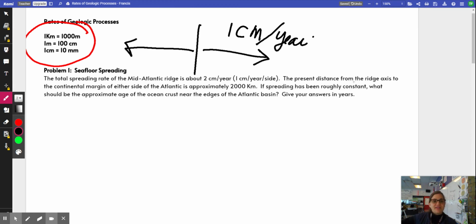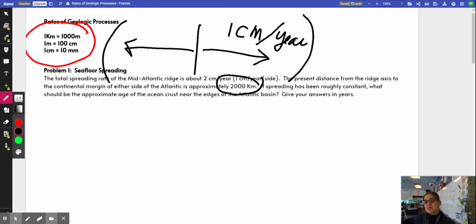So it says the present distance from the ridge axis to the continental margin, so the continents, like here's a margin here and here's a margin here, is approximately 2,000 kilometers. If spreading has been roughly constant, what should the approximate age of the ocean crust near the edges of the Atlantic basin be? So that's here and here, because that's the old and cold stuff.